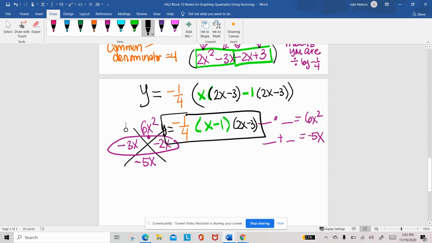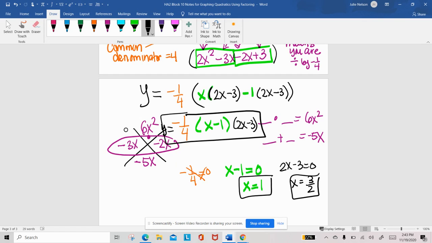Don't worry, you don't have a bunch of problems like this. I know it's a little bit of a challenge. See, if I set my factors equal to 0, you can't set negative 1/4 equal to 0, so that's not a factor that would help us find our x-intercept. So x minus 1 equals 0, so x equals 1. And 2x minus 3 equals 0, so x equals 3 halves.